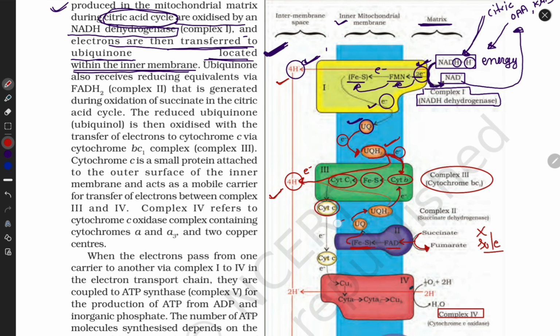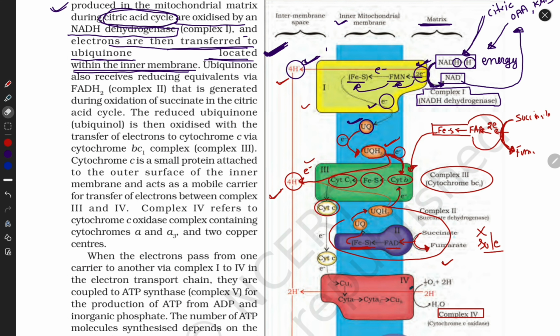Okay guys, this complex is located here, present between complex first and third. So we are writing here what it does. It converts succinate to fumarate. This conversion occurs in the matrix, and due to this conversion, an electron is removed. The electron is taken by FAD. FAD gives its electron towards FeS, and FeS gives its electron onward. Now it's clear. The name of complex second is succinate dehydrogenase.